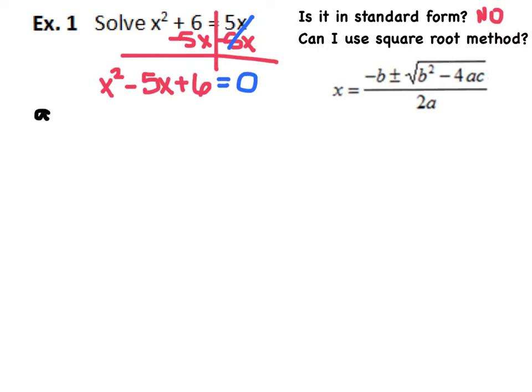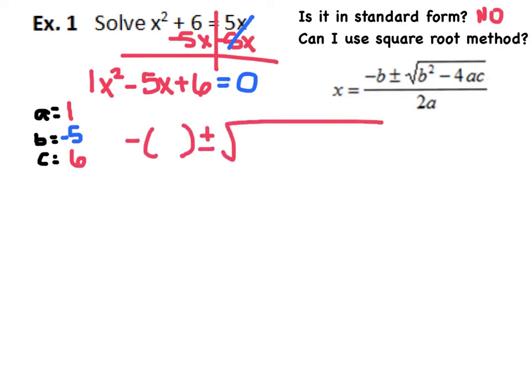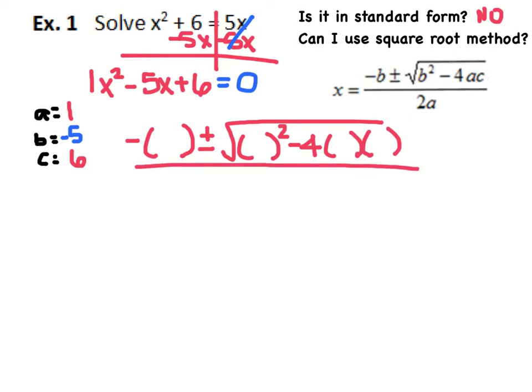Now in order to use the quadratic formula, you have to know 3 things. What is my a value, what is my b value, and what is my c value? I know my a value is 1, my b value is negative 5, and my c value is 6. Now, before I just plug this into the formula, I like to rewrite it in parentheses. So negative b plus or minus the square root of b squared minus 4 times a times c, all divided by 2 times a. It just makes it easier when I do this to plug in my numbers.